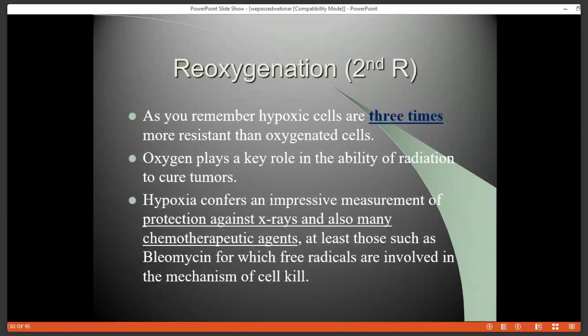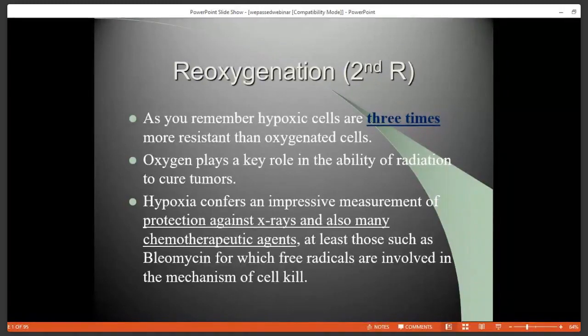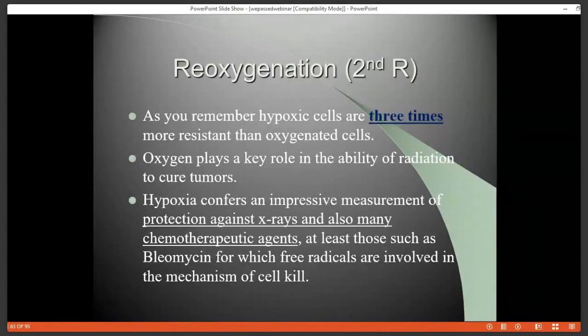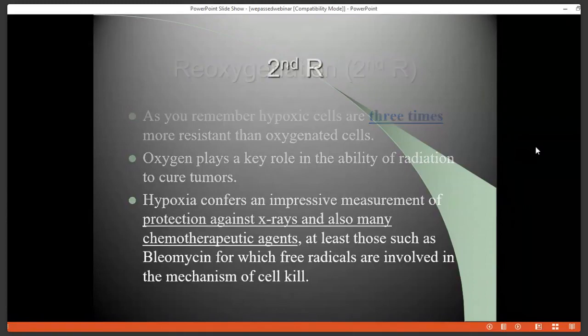Hypoxia really confers an impressive measure of protection against X-rays, and also many chemotherapeutic agents, at least those such as bleomycin, for which free radicals are involved in the kill. Now, oxygen being a sensitizing agent increases free radical production, which increases cell kill, and some chemotherapeutic agents also rely on free radical production. So hypoxic cells can not only be radio-resistant, but may have some protective measures against some chemotherapeutic agents. So getting oxygen out to these cells is very important.